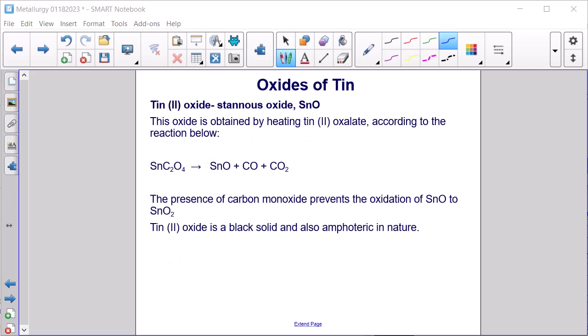Tin-2 oxide, stannous oxide, SnO. This oxide is obtained by heating tin-2 oxalate, as shown here. The presence of carbon monoxide prevents the oxidation of tin-2 oxide to tin-4 oxide. Tin-2 oxide is a black solid and also amphoteric in nature.